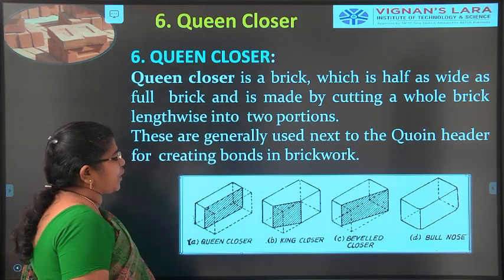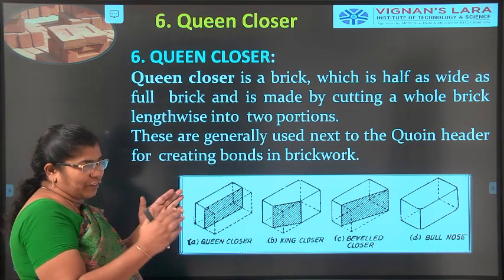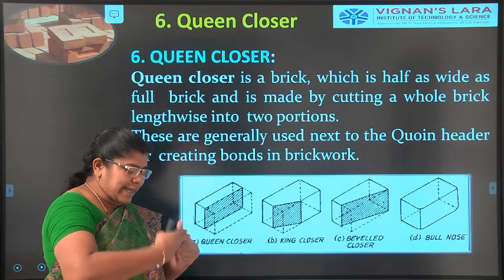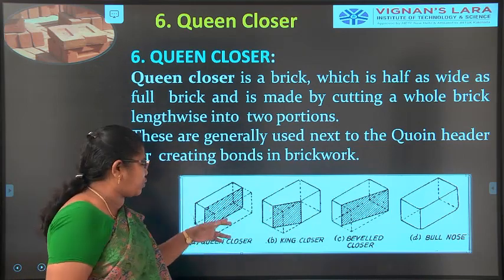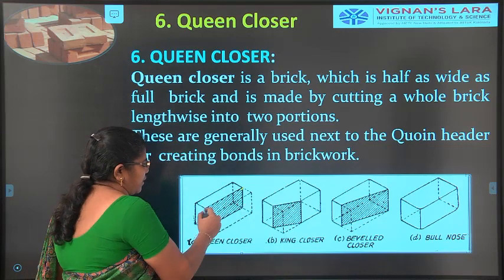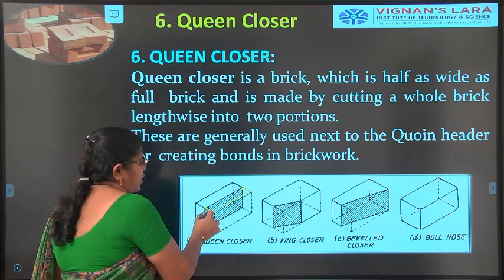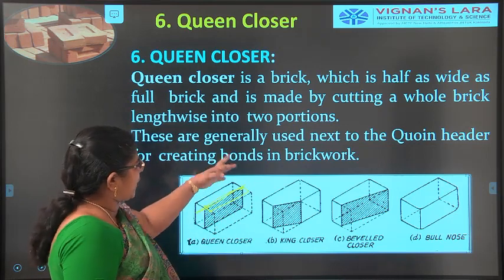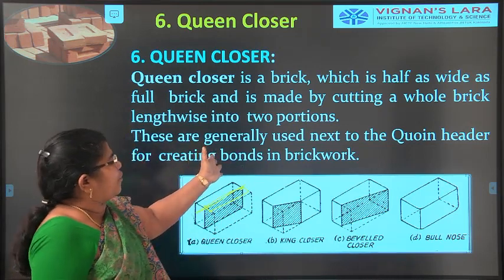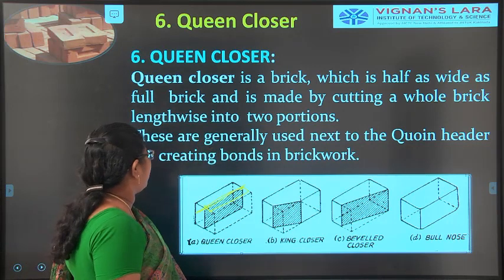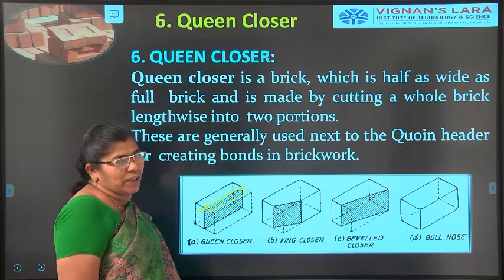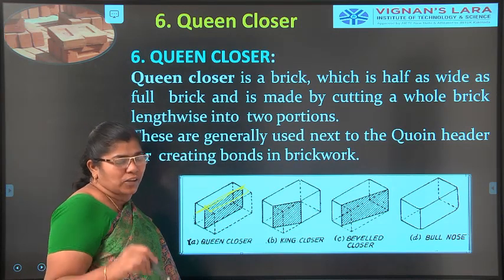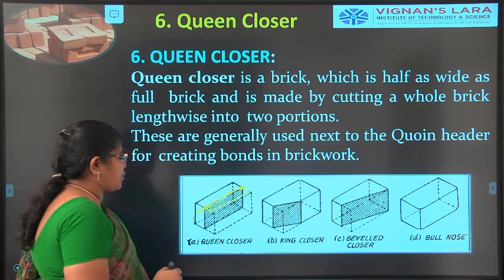The next one is the pin closure. If I take a brick like this, exactly at the middle, if I break it into two layers, you can see this is a pin closure. So exactly at the middle along the longitudinal direction, I am cutting it into the pin closure, and these are usually used next to the header for creating bonds in the bricks, because to avoid vertical joints along the layers, we go in for this pin closure.